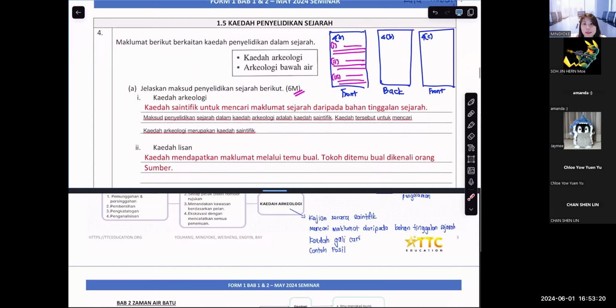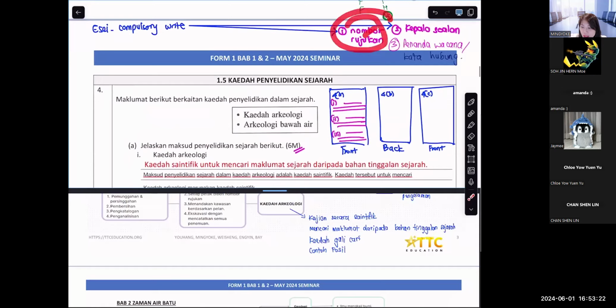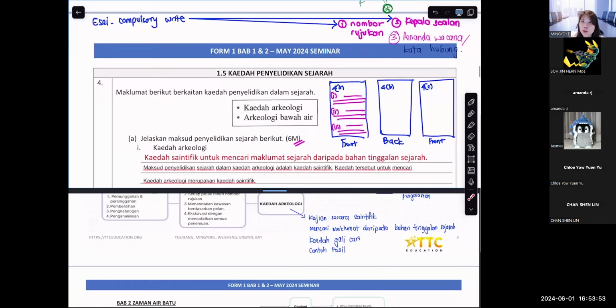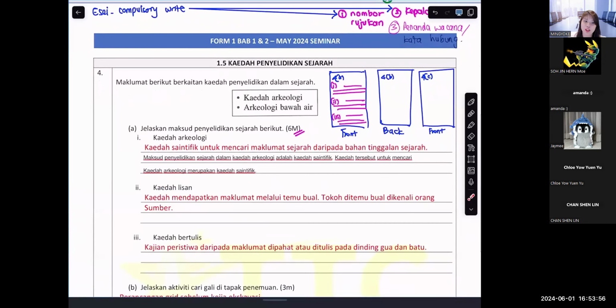Faham tak? So you must remember to put nombor rujukan. Without this nombor, your teacher will give you 0 totally. 0 marks totally. Even though they are approximately able to estimate what answer that is for, they don't give marks, because it's compulsory to write. You don't write, it's total 0. So nombor rujukan is a must. Kepala soalan for essay is a must. And then you connect with penanda wacana or kata hubung. But most of the teachers prefer to connect with penanda wacana.